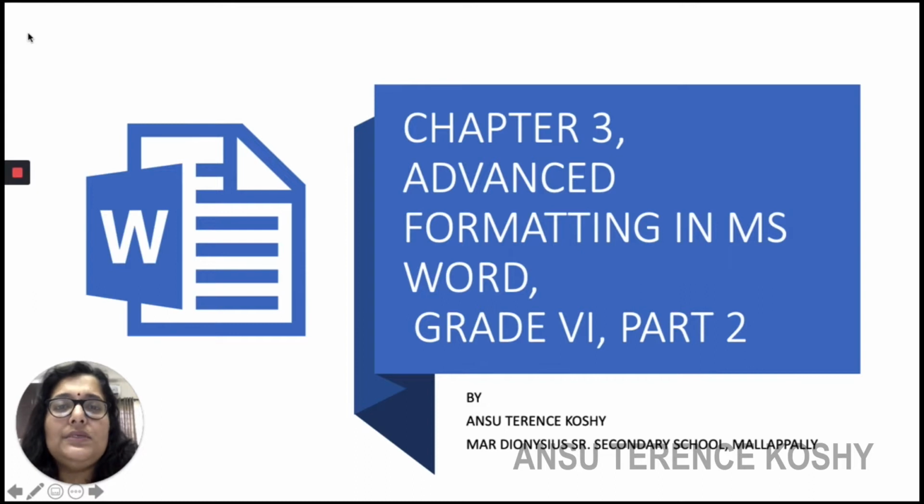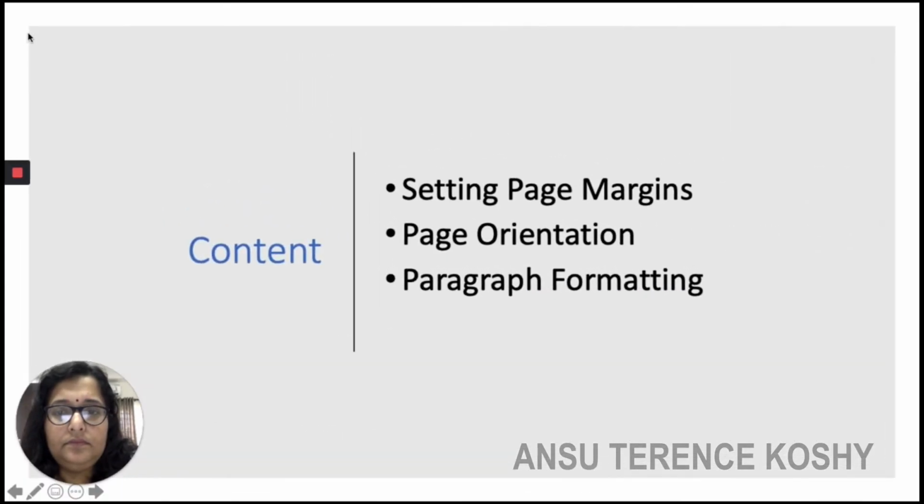Today we are going to discuss the second part of formatting in MS Word. Today we are going to talk about three things, that is setting page margins, page orientation and paragraph formatting.